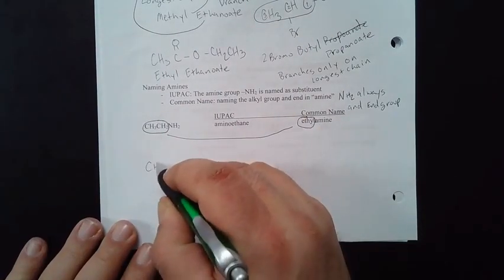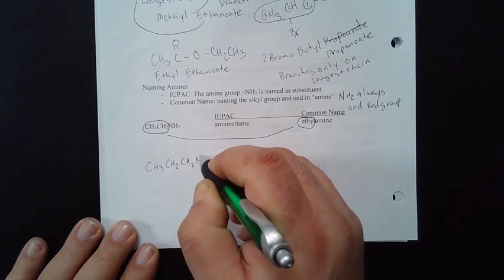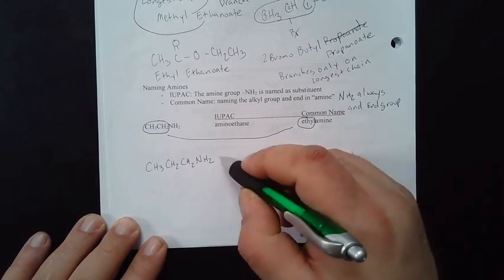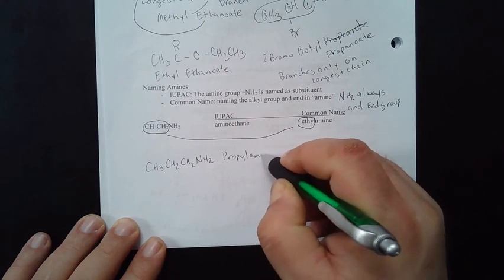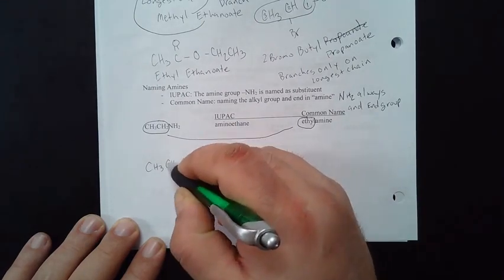All right, so we're going to put CH3, CH2, CH2, NH2. There's 3 carbons here. This becomes propylamine. We're going to start our numbering at the nitrogen side every time we do that.